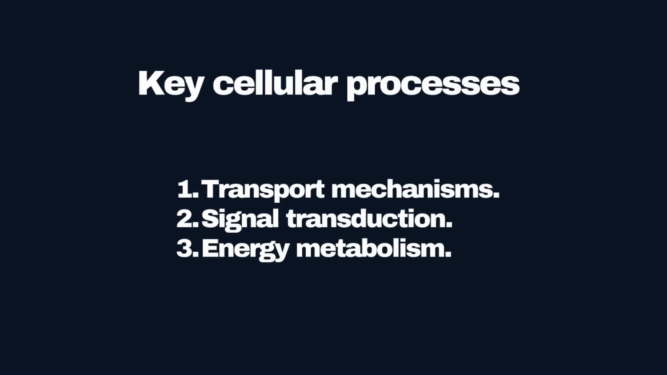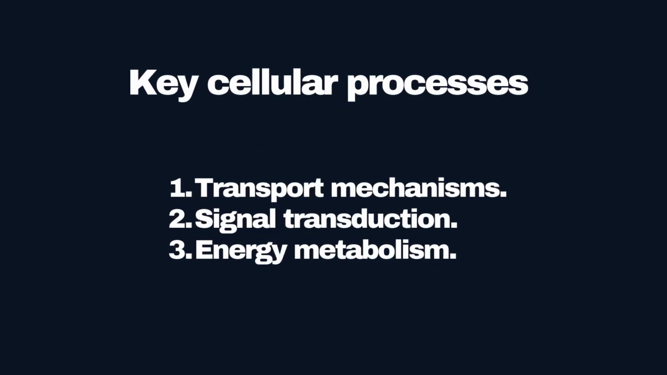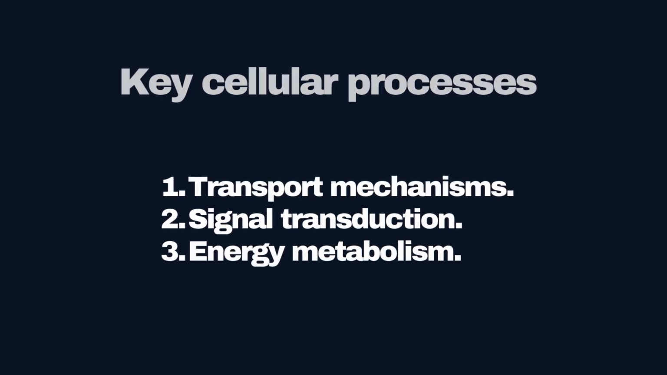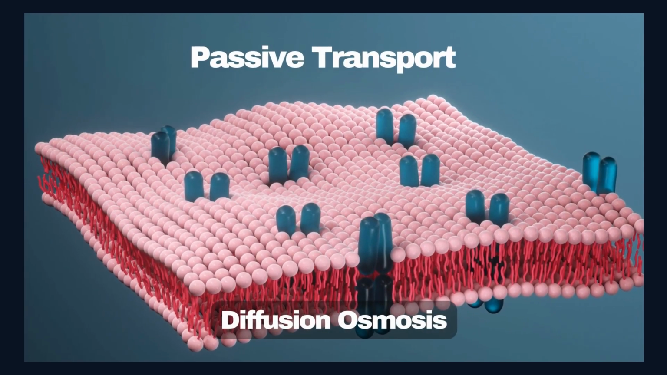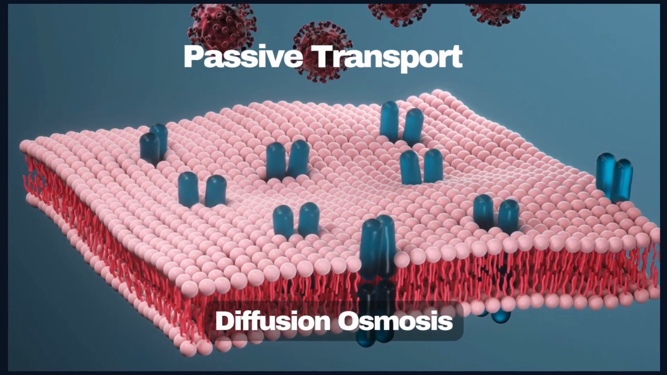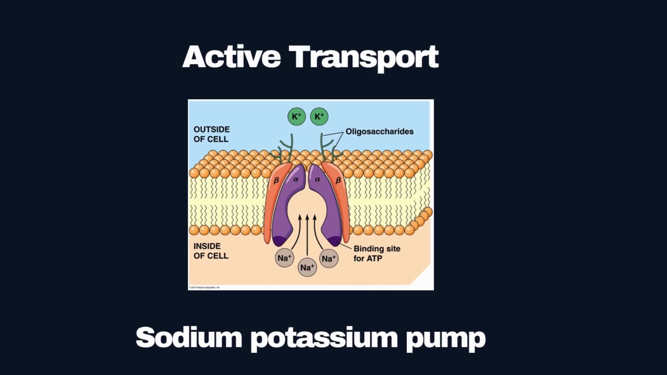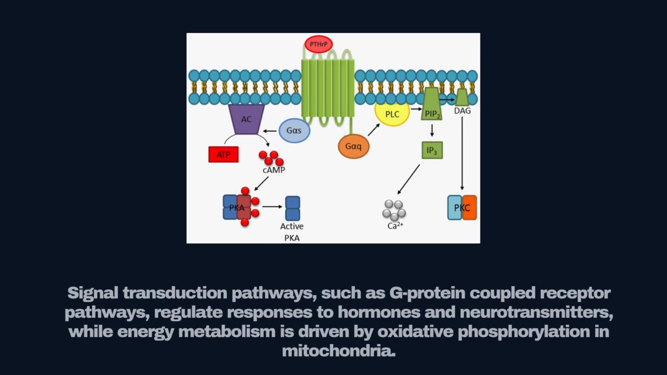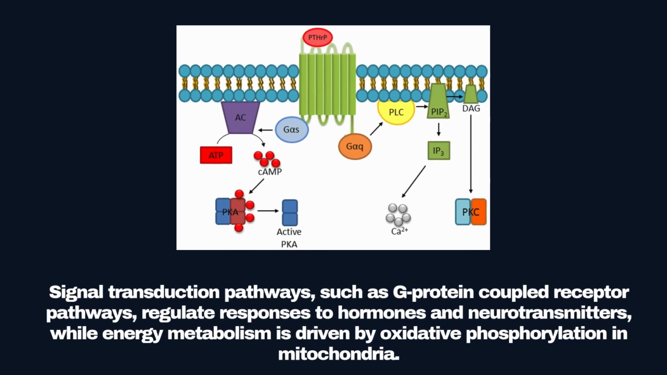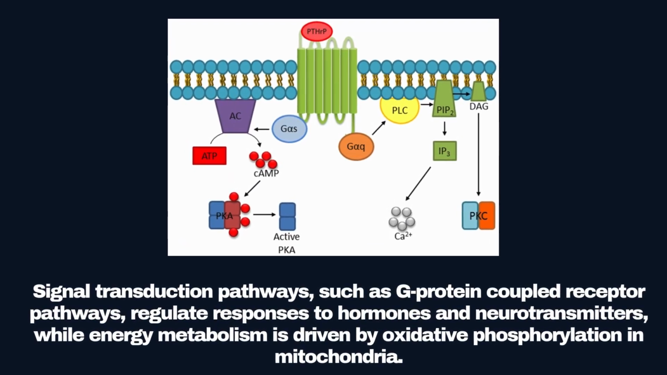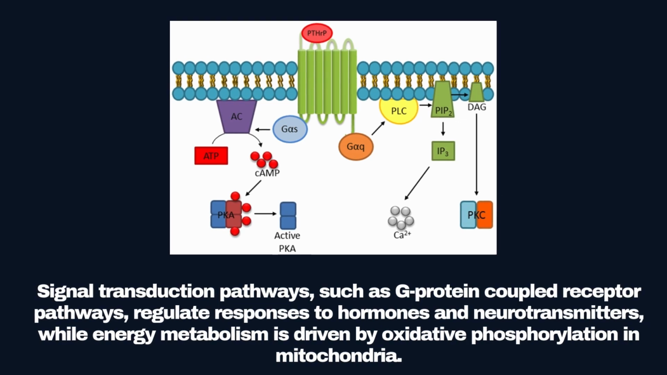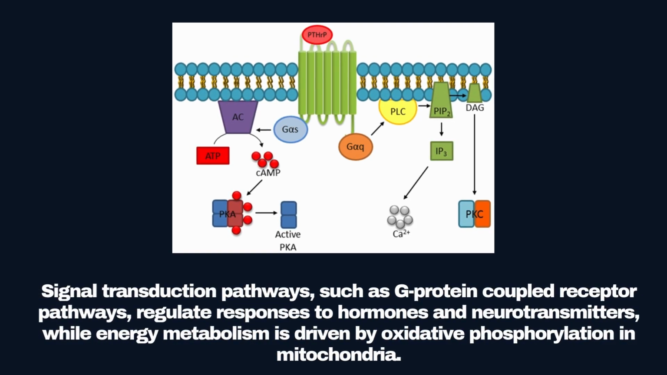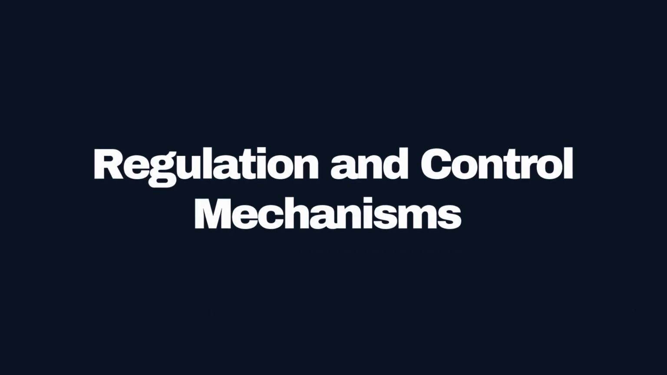Key physiological processes. Key cellular processes include transport mechanisms, signal transduction, and energy metabolism. Transport mechanisms are classified as passive, e.g., diffusion, osmosis, or active, e.g., sodium-potassium pump, maintaining ionic gradients. Signal transduction pathways, such as G-protein-coupled receptor pathways, regulate responses to hormones and neurotransmitters, while energy metabolism is driven by oxidative phosphorylation in mitochondria.